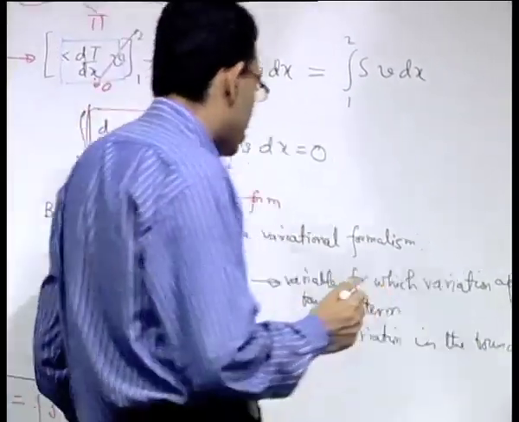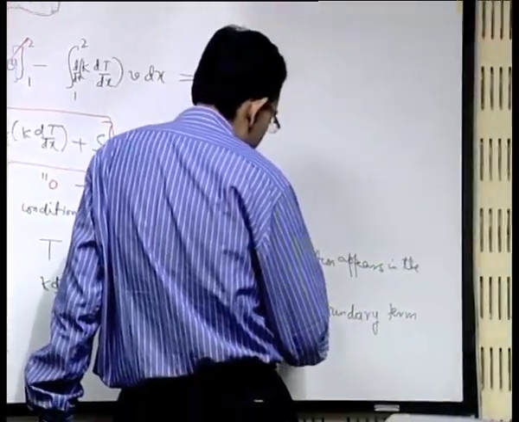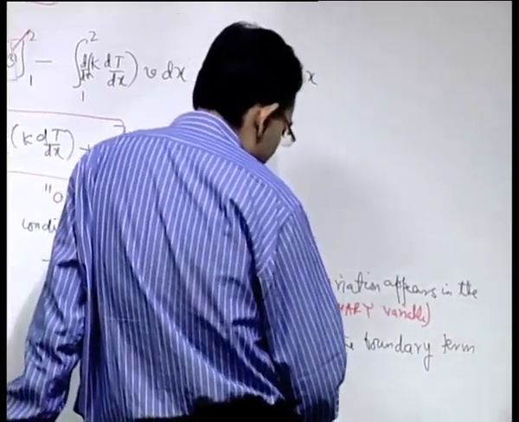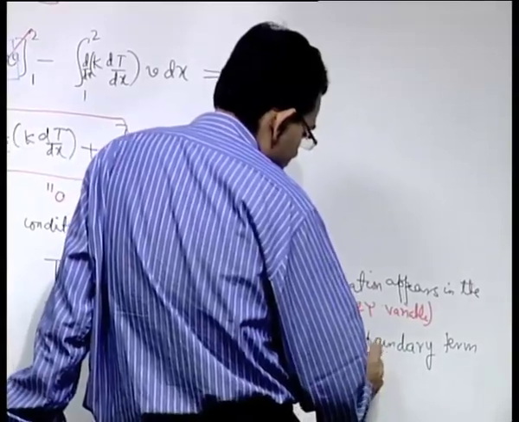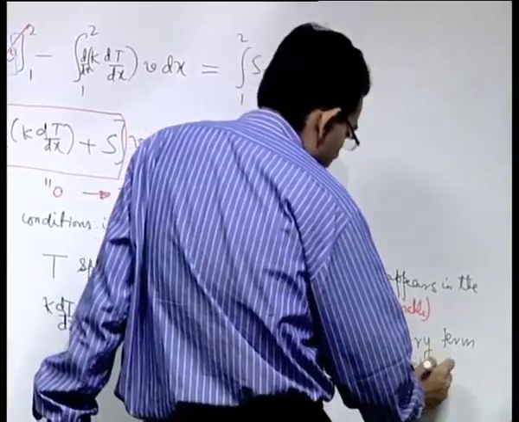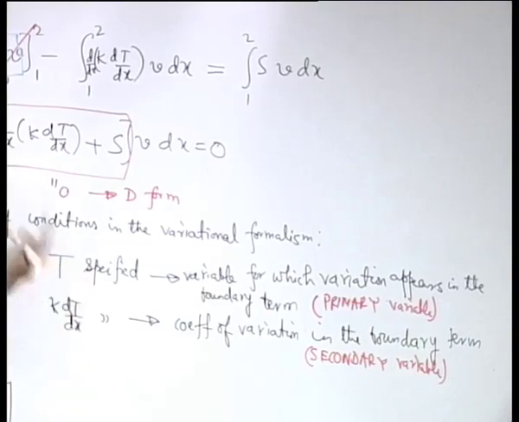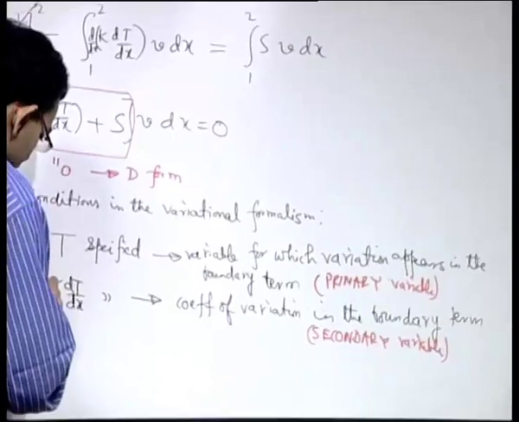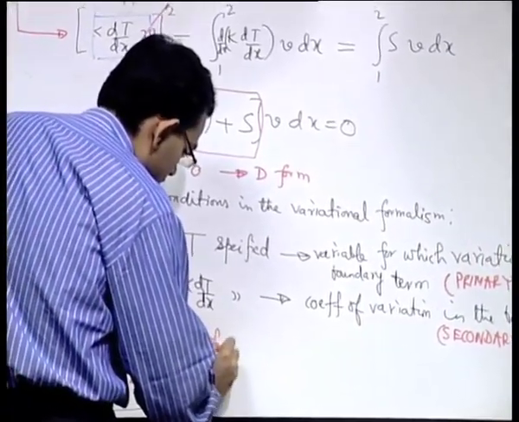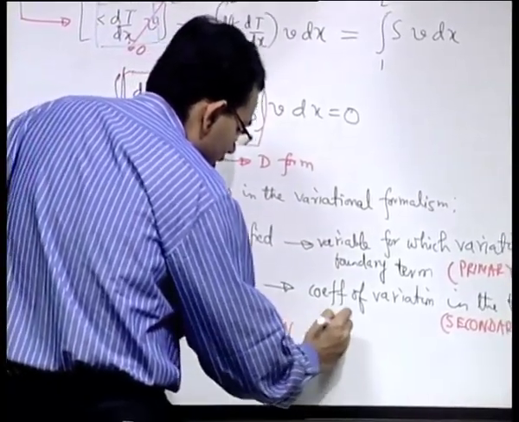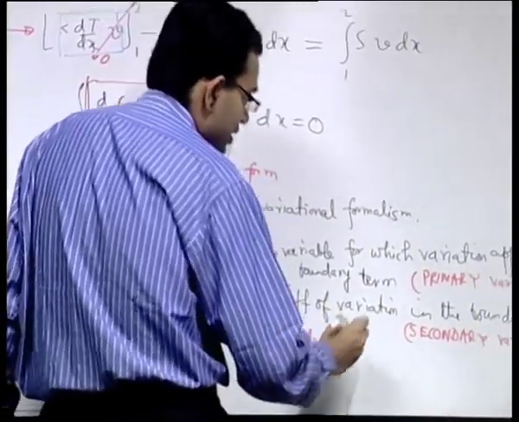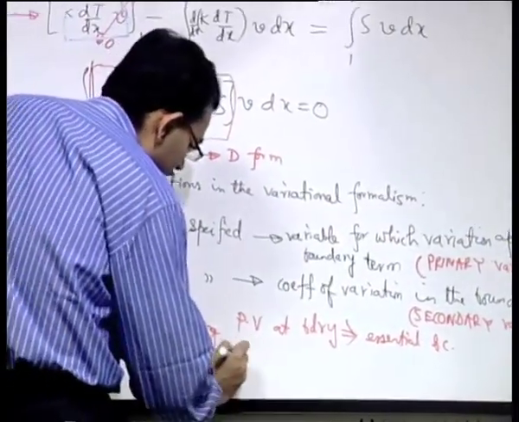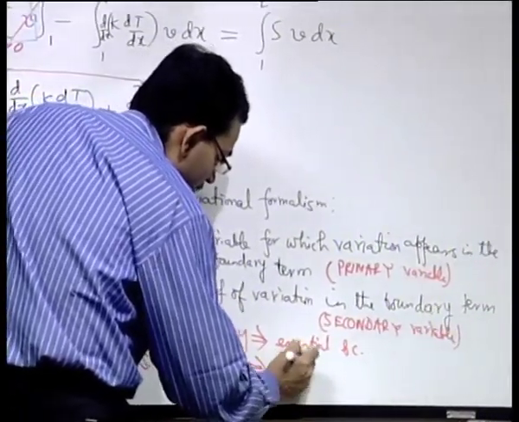The first type of variable is called the primary variable, and the second type of variable is called a secondary variable. Specifying the primary variable at the boundary is called essential boundary condition, and specifying the secondary variable at the boundary is called natural boundary condition.